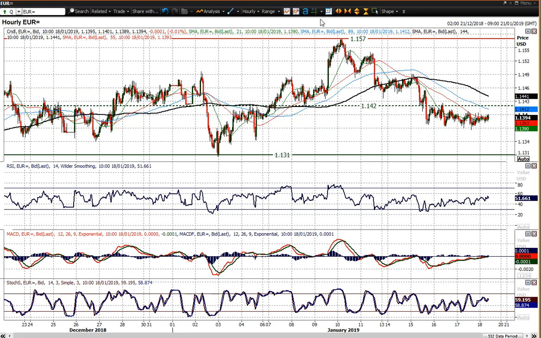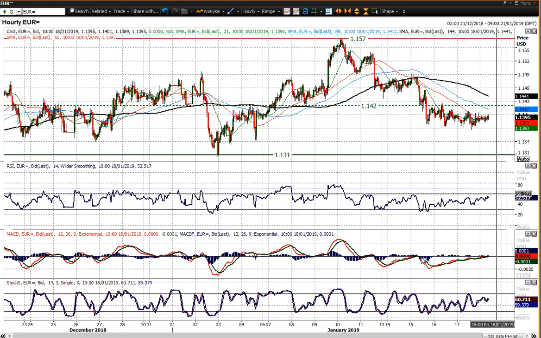Around 55 to 60 on the RSI seems to be a level at which the RSI has been failing on the hourly chart in recent days. Again, around neutral on the MACD lines as well. So this is an important pivot area.